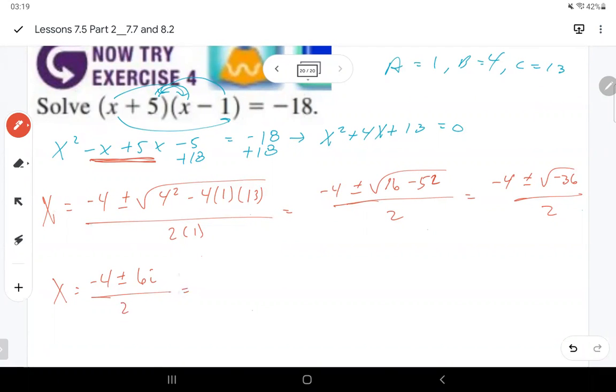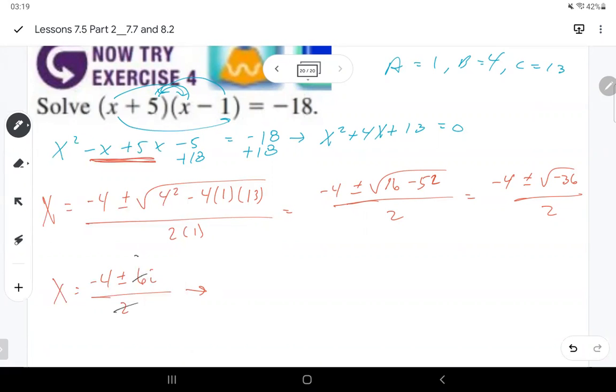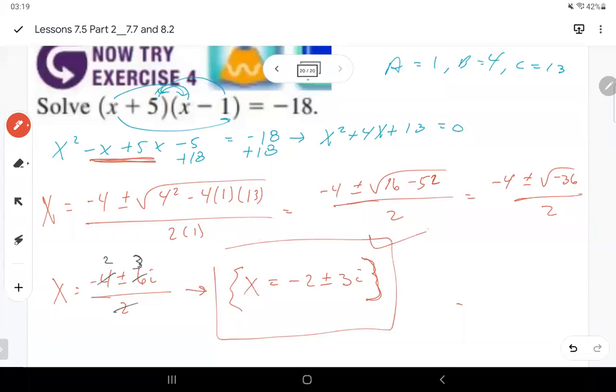Everything gets reduced by 2, so that becomes a 3. That becomes a 2. So we're looking at x equal to -2 plus or minus 3i. And I would just leave it in that form. I wouldn't go through and write -2 plus 3i and -2 minus 3i. I would just leave it like that.